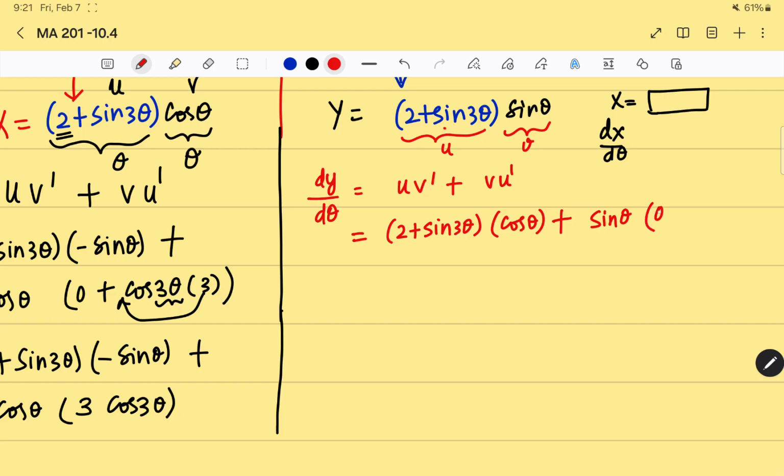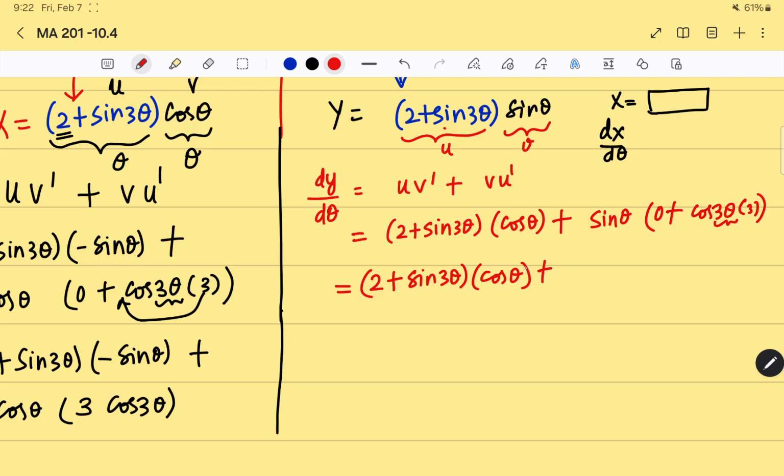What is that? The derivative of 2 is 0, and sine 3 theta, as we just did, gives cosine 3 theta, and the derivative of 3 theta is what? 3, right? So this equals 2 plus sine 3 theta. Let me simplify to some extent and then we'll put in the values.